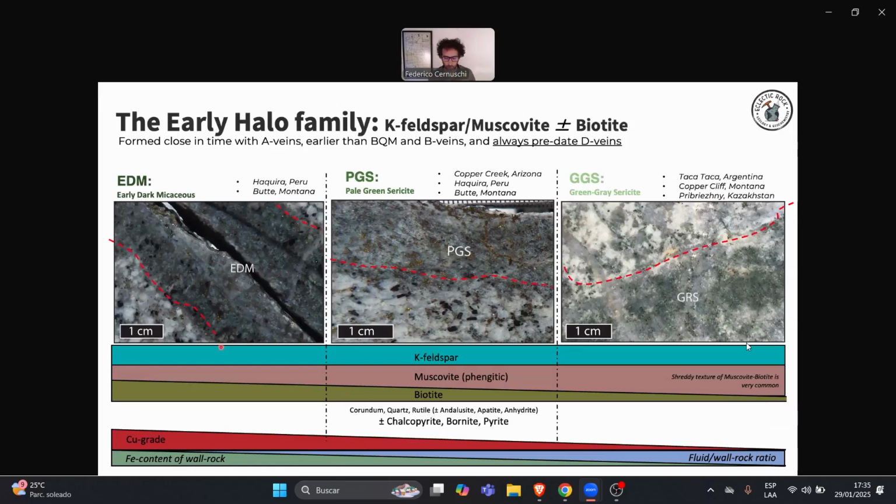To put them all together, we can see from left to right darker to intermediate to very light colors, and these subtypes of EDMs, PGS, and GGS. They all share the same mineralogy: feldspar and muscovite, which is phengitic, with some biotite, and they have a shreddy texture, as we see in the wall rock too. They're contained within a potassic or K-silicate alteration with more shreddy biotite. What changes is the amount of biotite. The lighter the color, the less biotite they have.